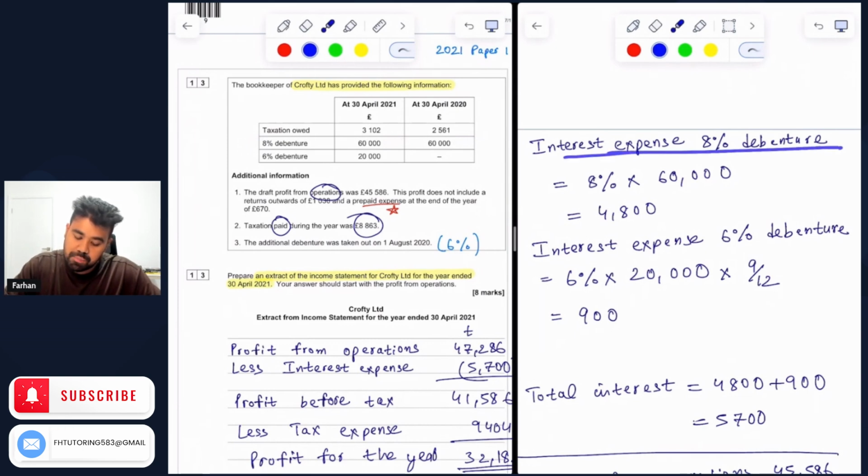So how do we calculate the interest expense on this 8% debenture? So we apply 8% simply on £60,000. So we do 8% multiplied by £60,000, which is the principal of the loan that was taken. And then we get an interest expense of £4,800 for this loan.